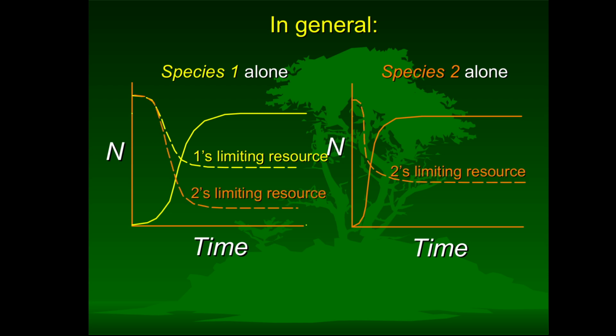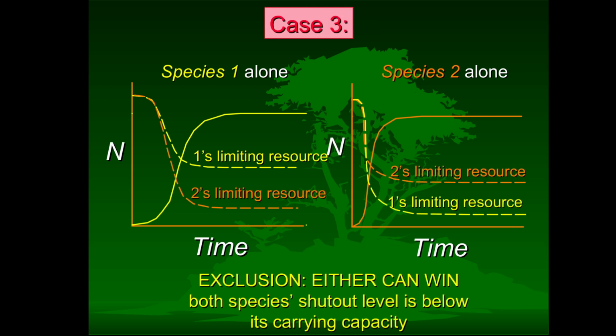So here's a case where either can win because both limit the other species more than they limit themselves, because both species' shutout level is below its carrying capacity. So it can easily reach its shutout level before it reaches carrying capacity and exclude the other species.